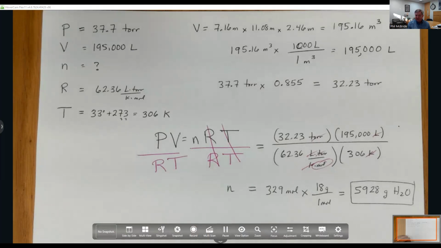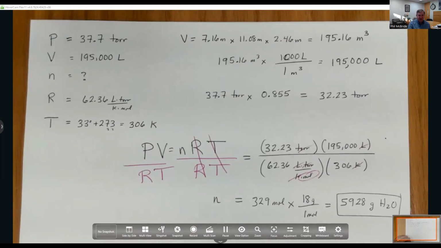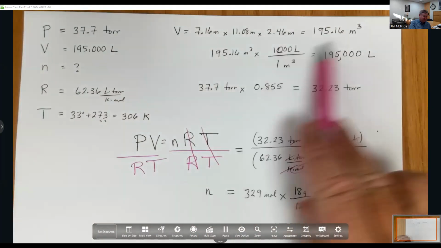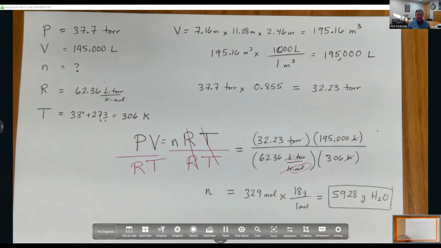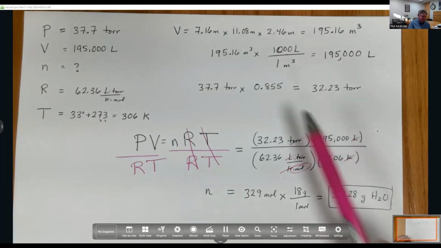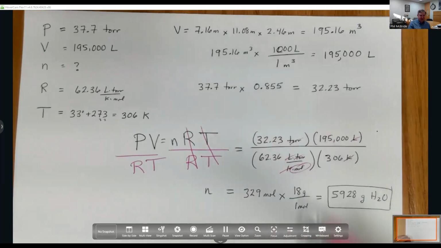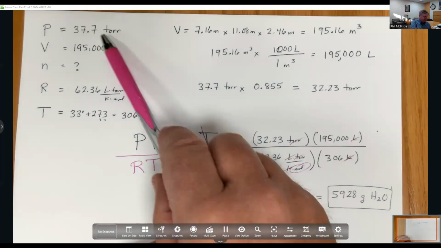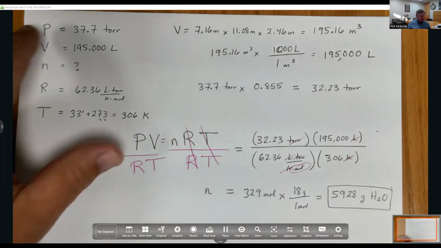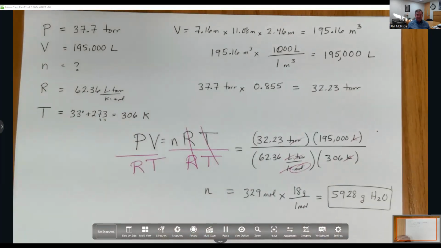All right, did that work? So I'm sure all of you had different numbers, but that is the process. This one was a little more complicated because we had to find the volume from a cube and then realize that there's 1,000 liters in a cubic meter. Then we knew the percent of the pressure to find the pressure of the water in the air. So we had to do 2 little conversions to get our P, V, R and T. And then we just put it into our gas law equation.